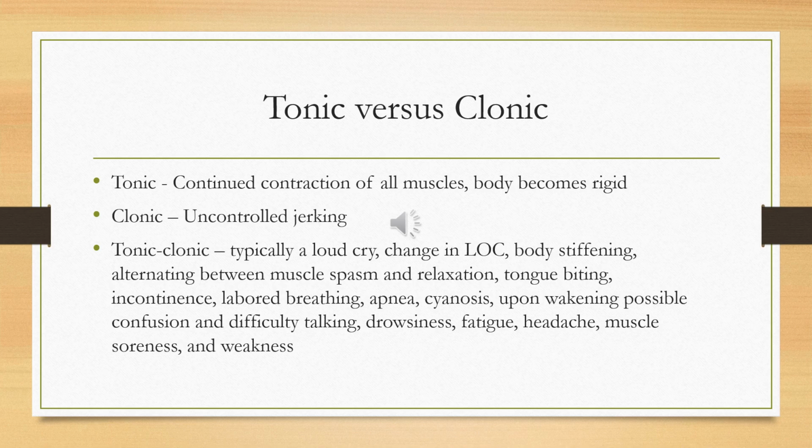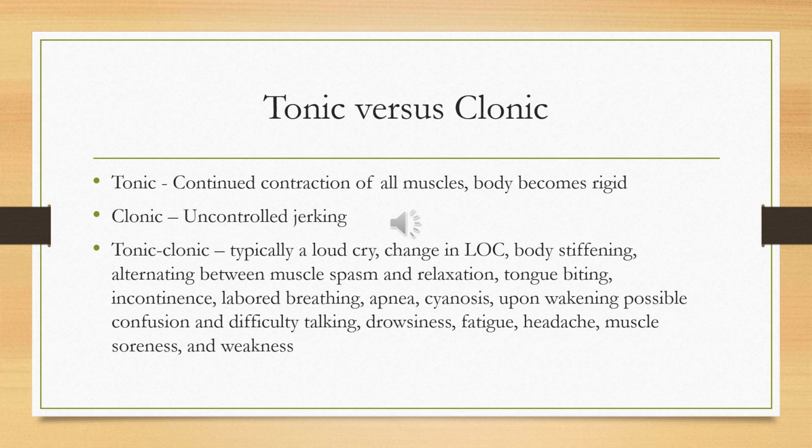Tonic-clonic seizures, also known as grand mal seizures, are probably your most common. The tonic phase of the seizure is when you'll see the muscle contractions, or muscles become rigid. The clonic part is the jerking. I'm sure you've seen all the patients that are jerking. So put together, it's called a tonic-clonic seizure, also known as a grand mal seizure.